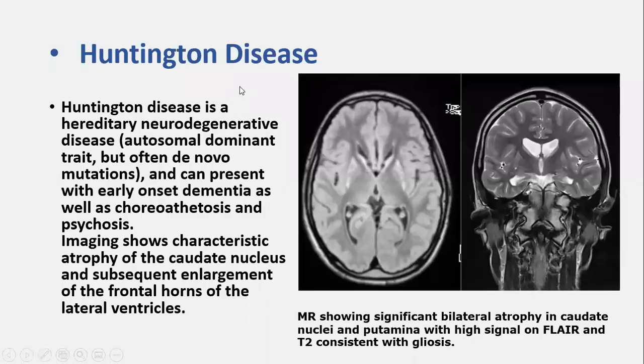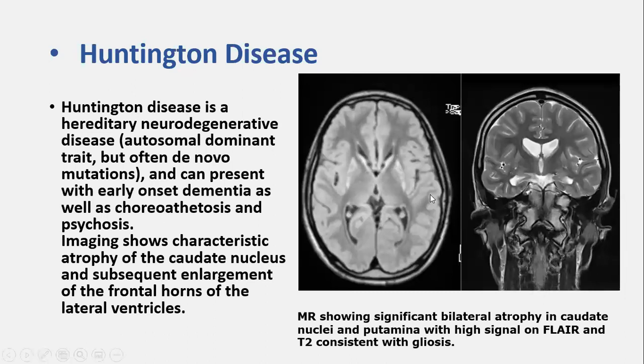Huntington disease. Huntington disease is a hereditary neurodegenerative disease, an autosomal dominant trait, but often a de novo mutation, and can present with early onset dementia as well as chorea, athetosis, and psychosis. Imaging shows characteristic atrophy of the caudate nucleus and subsequent enlargement of the frontal horn of the lateral ventricle.